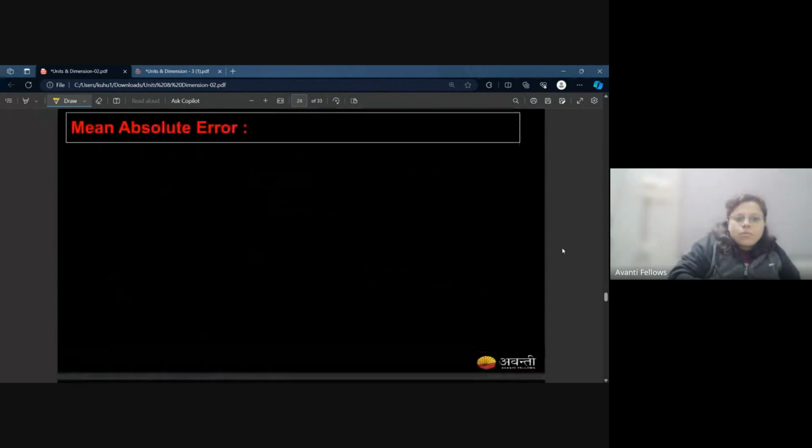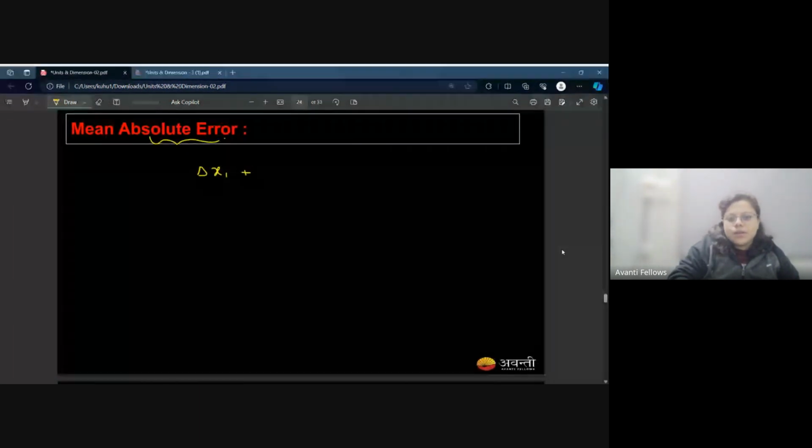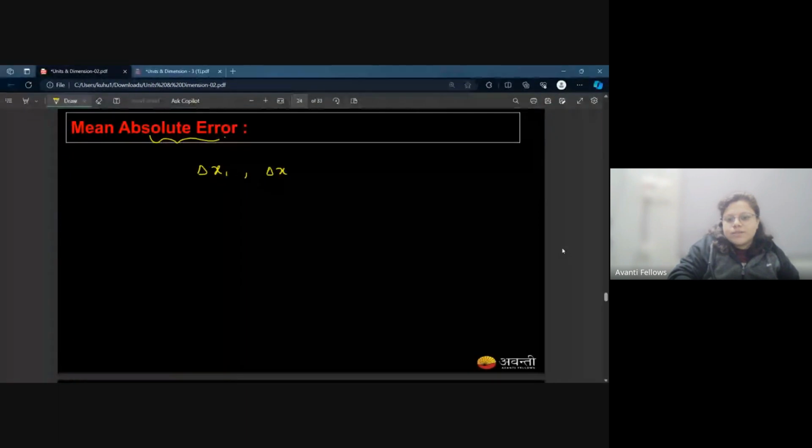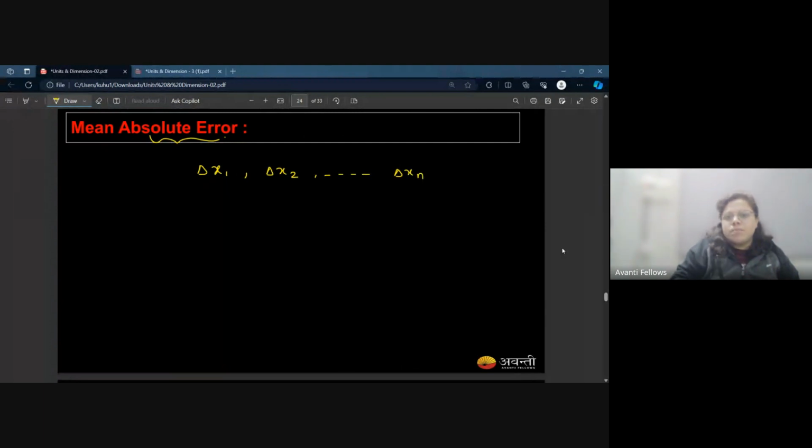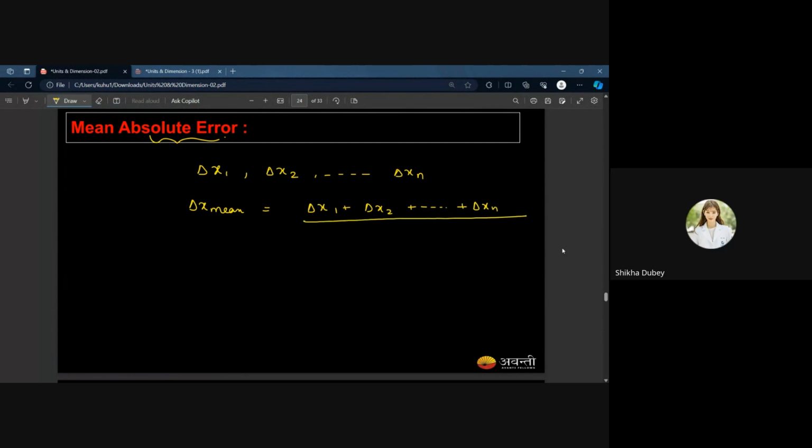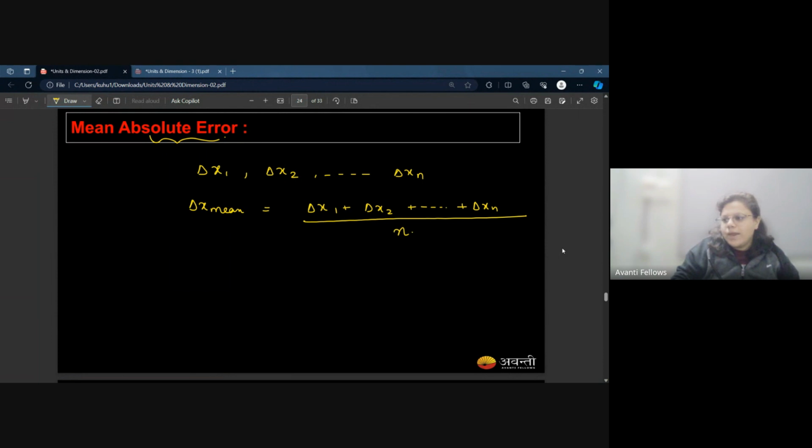Okay. Let's come to mean absolute error. You already know about absolute error. Just take the mean. You have delta x1, delta x2, and similarly delta xn. If I want you to calculate the mean, what would you do? Sum of the given data upon the number of observations. Right? So this is your mean absolute error. Make sure you always remember that this mean absolute error is positive. Always.